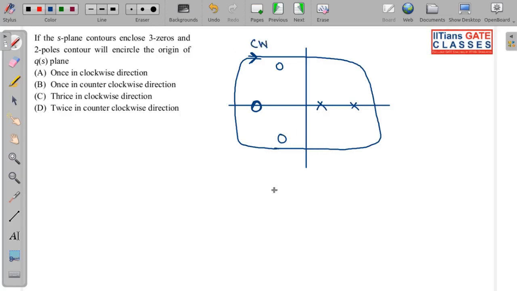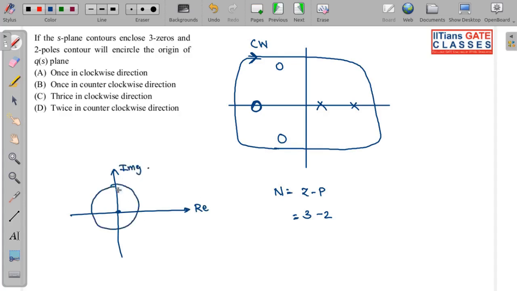Clockwise encirclement. As this is zero dominant, so P minus Z. P tells you the number of poles, sorry, I should have taken Z minus P. So Z is equal to 3, P is equal to 2. So the number of encirclements of the origin in your QS plane or in your j omega plane will be just 1. In which direction? In the clockwise direction. So once in the clockwise direction. This is correct.